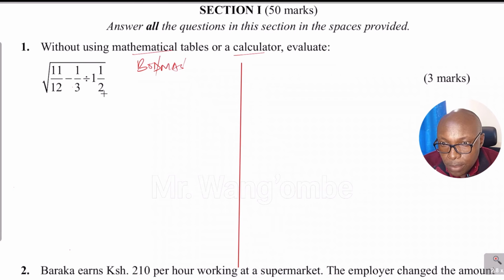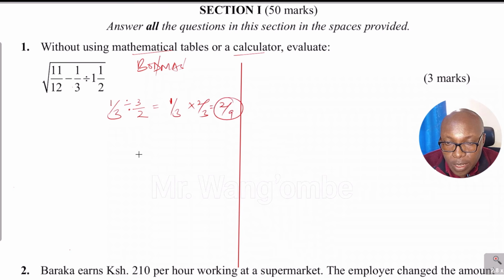So which part are you supposed to divide? You have a third divided by 1.5. You can write that one as an improper fraction, and that will give 3/2. So simplify this. This will be a third times 2/3, and this gives 2 divided by 9. So that is what you get.